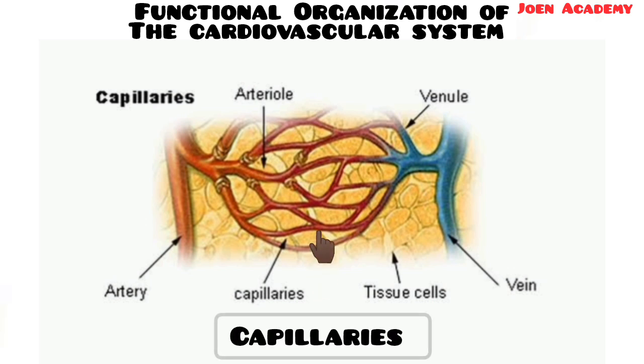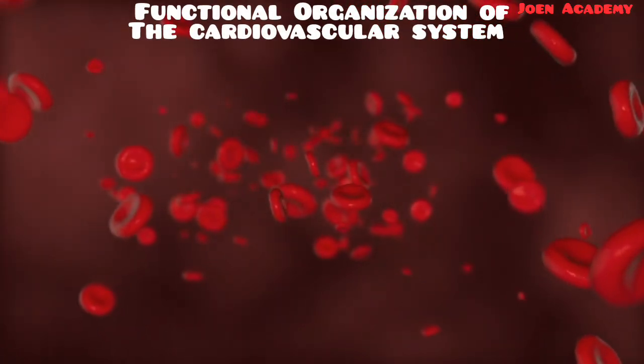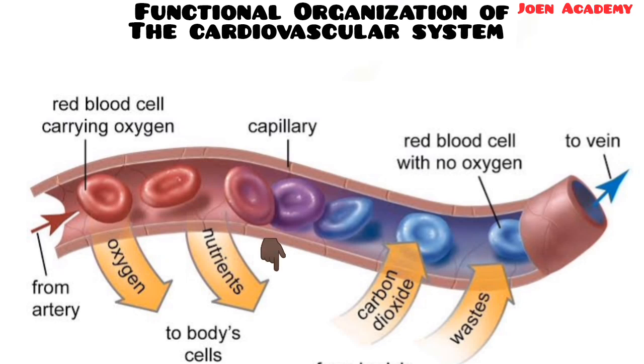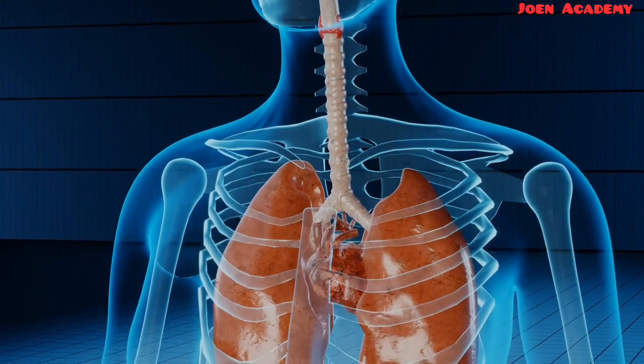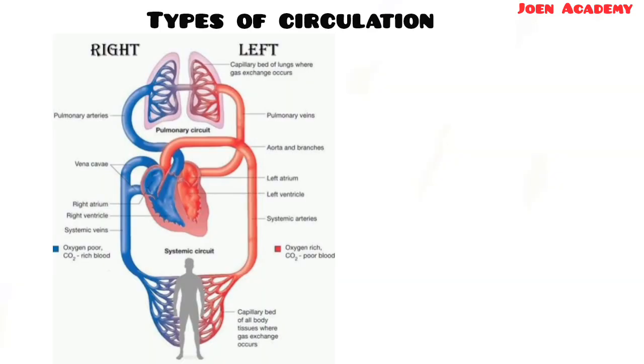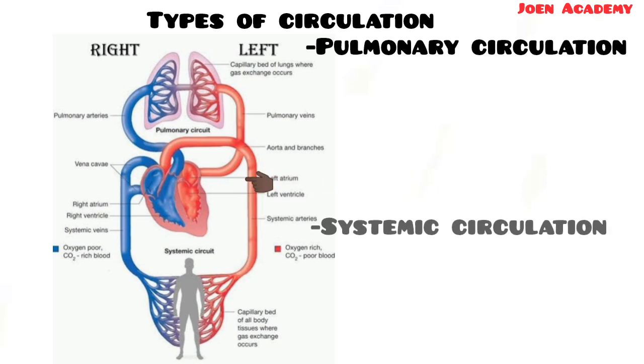It is in the capillaries that the major function of the cardiovascular system is executed, which is exchange of nutrients and metabolic wastes. Nutrients enter the interstitial fluid in order to reach the cells of the body, while metabolic waste products from the cells of the body enter the blood and are excreted through capillaries in the lungs and the kidneys. There are two major types of circulation in humans. There is pulmonary circulation and the other one is systemic circulation.